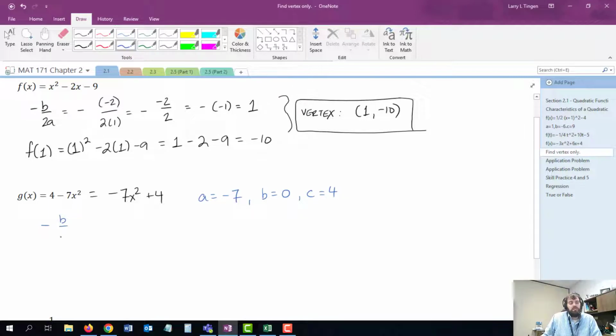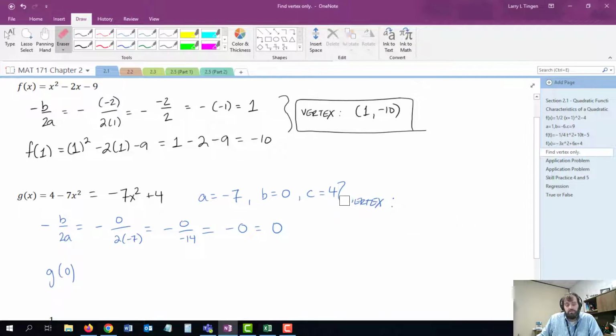So let's find the x coordinate. That is negative 0 over 2 times negative 7, which is negative 0 over negative 14. 0 divided by negative 14 is 0. Negative 0 is 0. It's fine if 0 is in the numerator. It's when the 0 makes its way into the denominator that we start to have trouble. So I need the y coordinate. I jumped ahead of myself here. Oops. All right, I found the x coordinate. I need the y coordinate now.